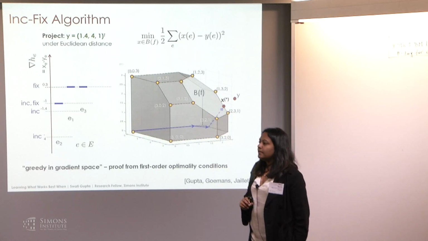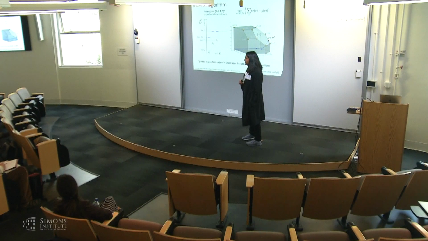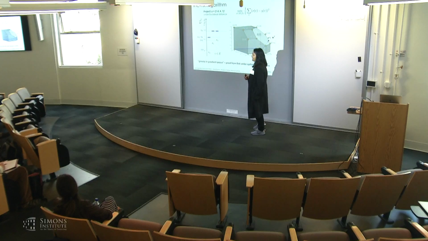But then do you need to search over all the exponential constraints to find them? Yes, so that's a very good question. I'm going to come to that. How do you do this efficiently?